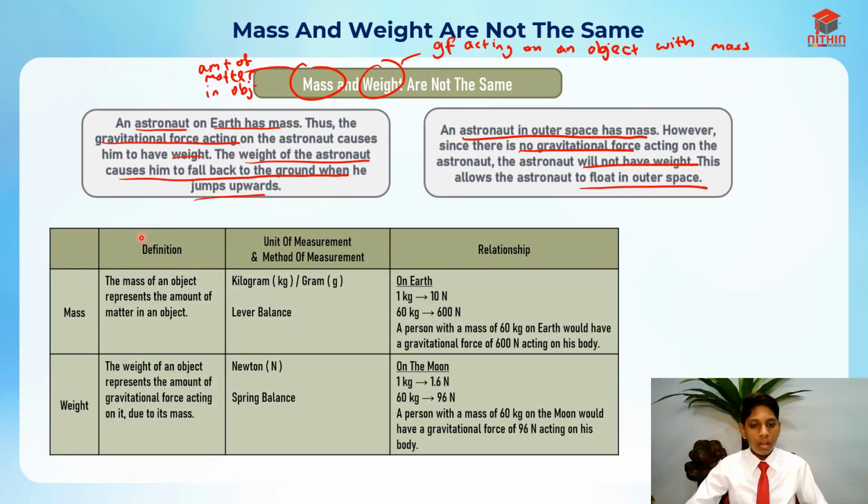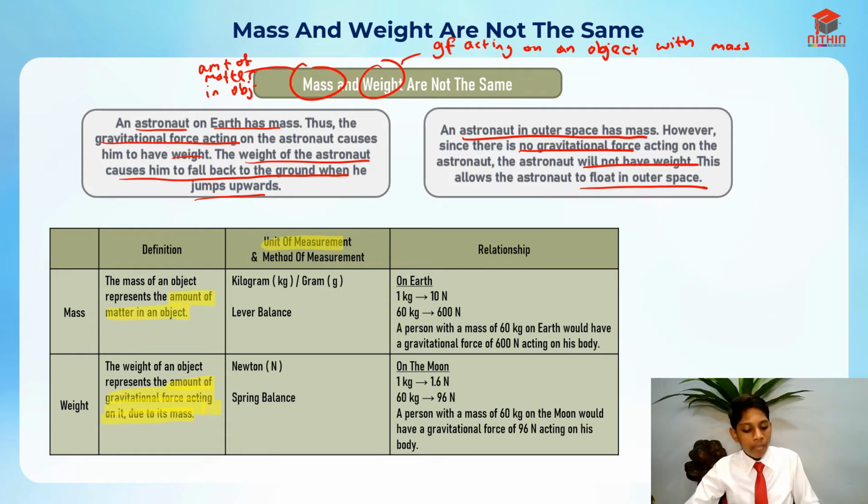Okay, so now let's take a look at the definitions of mass and weight, the unit of measurement and the relationship that they have. So mass, the definition is basically the mass of an object represents the amount of matter the object has. So I'm stressing this a lot. The amount of matter an object has. Okay, the weight of an object represents the amount of gravitational force acting on it due to its mass. Okay, so you should know this by now. I've explained it several times already.